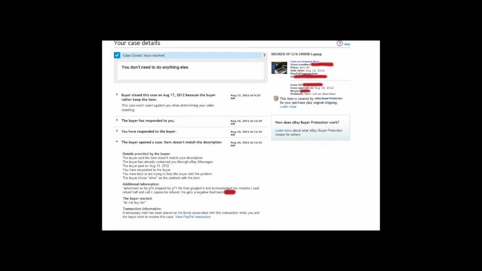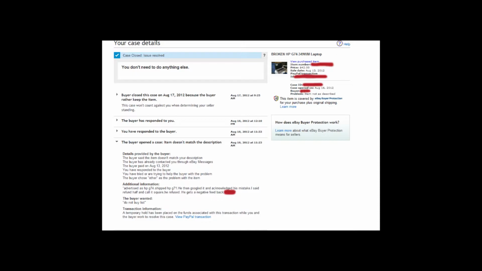Alright, let's get started. So you can see here from the case details page that there was a case opened on a broken HP G74-349WM laptop. It is obviously clearly advertised as broken. It's a laptop and it gives the model number and brand. The buyer opened a case stating that the item does not match the description, which is a common case, I guess.